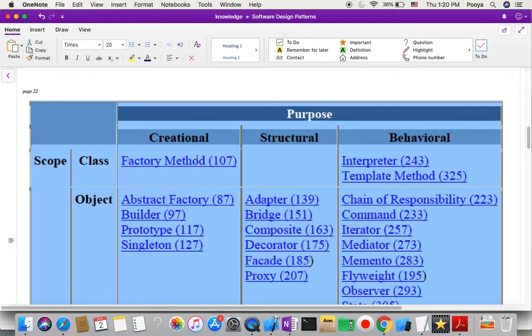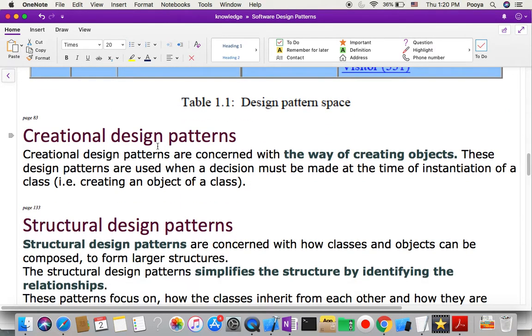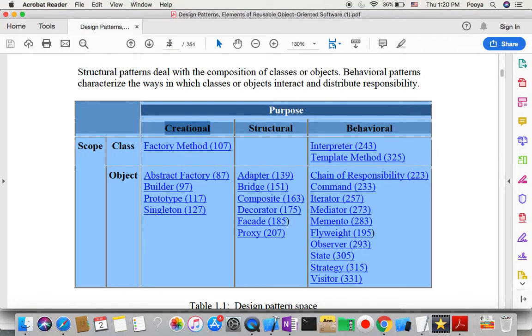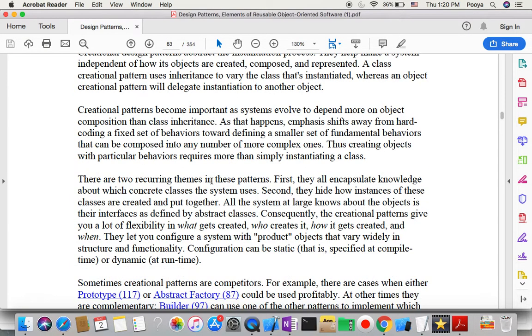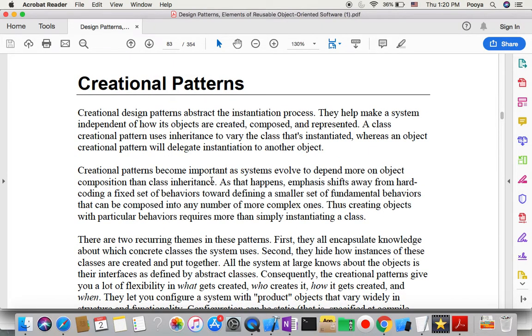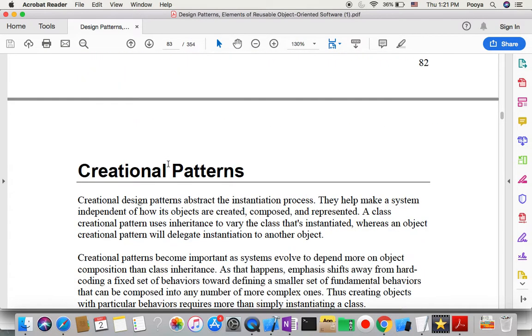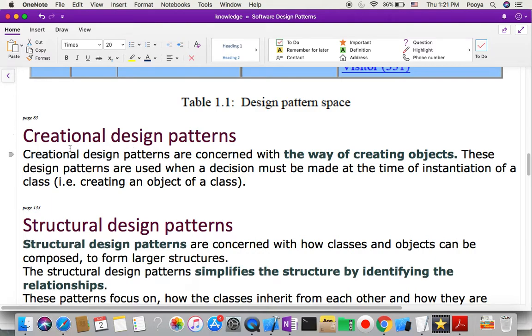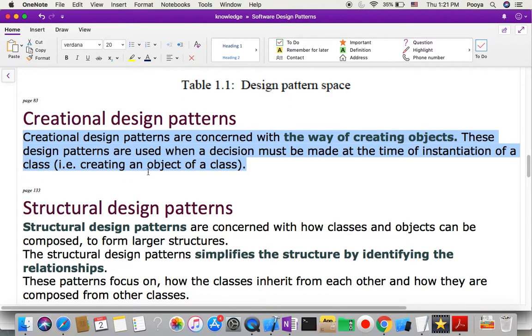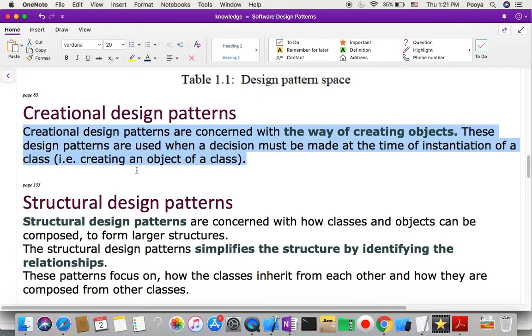So here we go. This is our page. For creational design patterns, I have a very brief description, but if you want to read more, you can go to the book, page number 83, and learn more about the creational pattern. Very briefly, creational design patterns are concerned with the way of creating objects. These design patterns are used when a decision must be made at the time of instantiation of a class, for example, creating an object of a class. I have these short answers so you have them ready for your interviewer, and don't get lost saying something in a professional way.